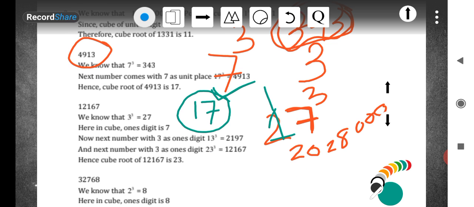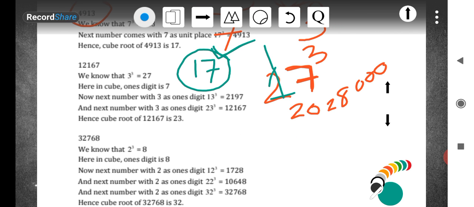Now come to the next. Next is given 12,167. Now if the unit place is 7, then that should be a cube of whose number? That should be a cube of a number ending in 3. Now what will you add here? If you add 1, 13 cube will be how much? 13 cube will be less than 12,167. Okay, that will be less.